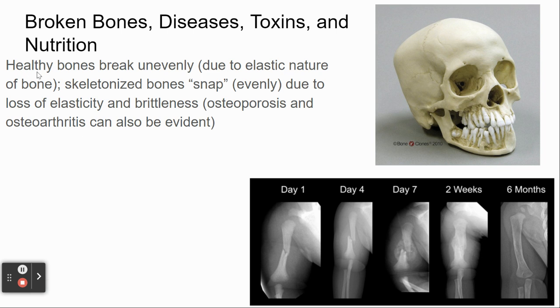So healthy bones, when they break, snap. Okay, and so they end up being very jagged in terms of their characteristic or in terms of their appearance. Skeletonized bones, they're going to snap, but they snap evenly, and so they end up with relatively even types of breaks. Healthy bones do not. All right. So osteoporosis, osteoarthritis can influence how bones break. With this, what we're looking at is a bone fracture that has taken place.